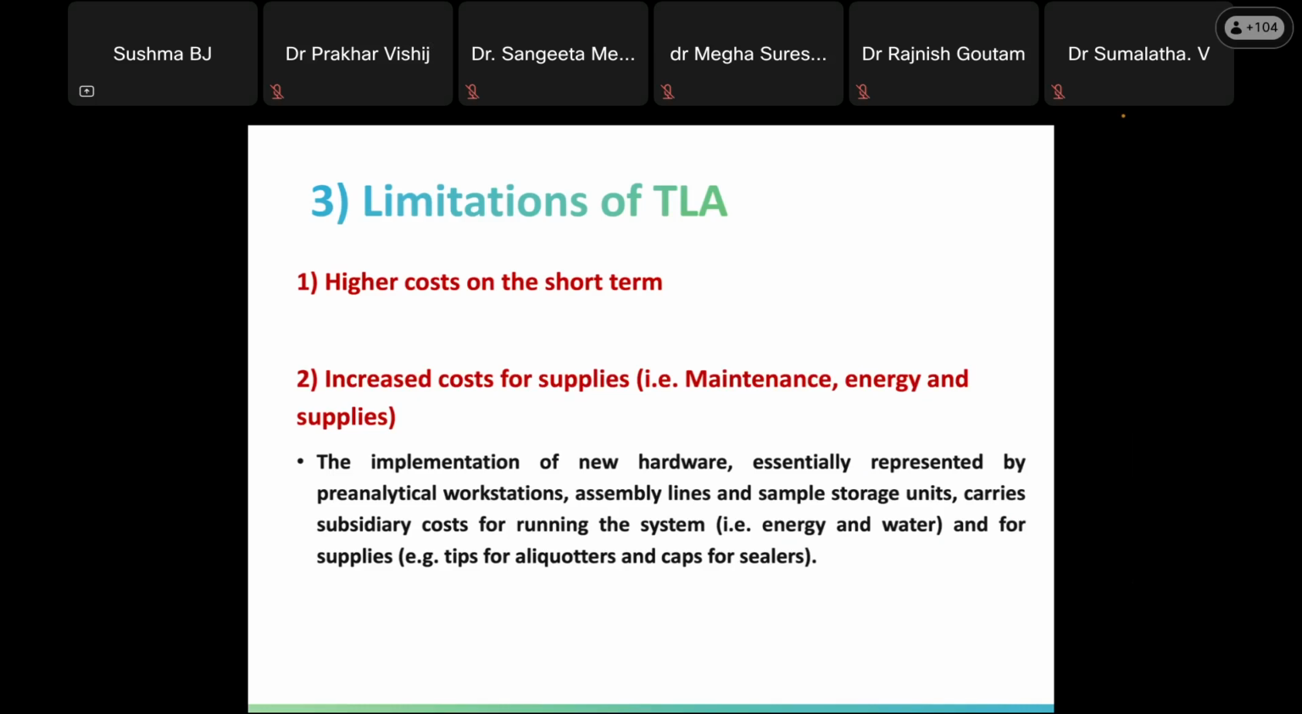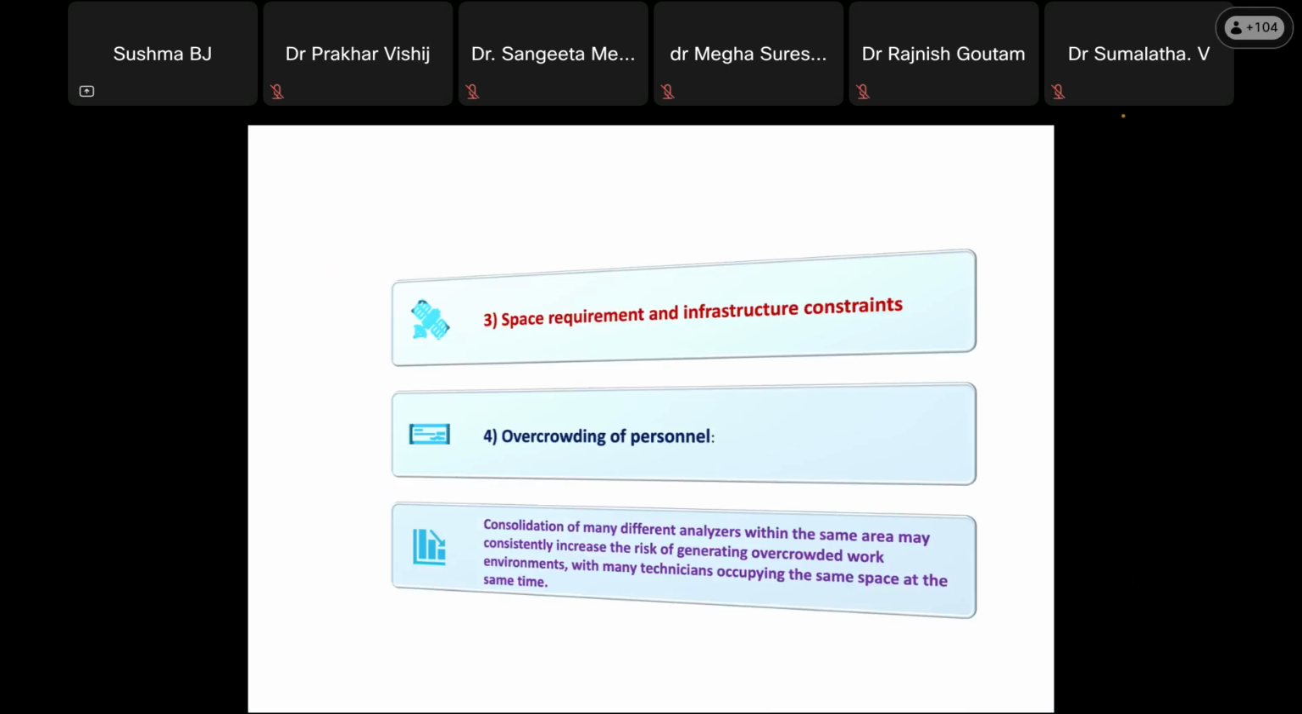The second limitation is increased cost for suppliers, maintenance, energy, and supplies. The implementation of new hardware, essentially represented by pre-analytical workstations, assembly lanes, and sample storage units, carries subsidiary costs for running the system and for supplies. Coming to the third limitation, Dr. Shivani ma'am discussed some of these points: the space requirement and infrastructure constraints. Total automation requires a larger space, and if adequate space is not there, it will be a constraint in the implementation of TLA.